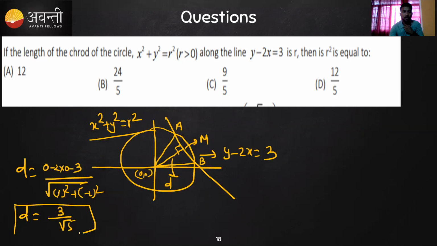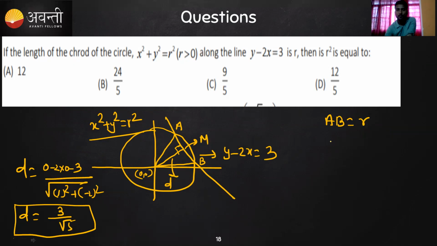So what we have got? We have got this d value as 3 by root 5. So now we have to find this r value, right, guys? We have to find this r value. We already know that AB is equal to r.